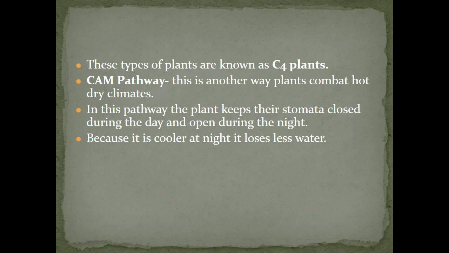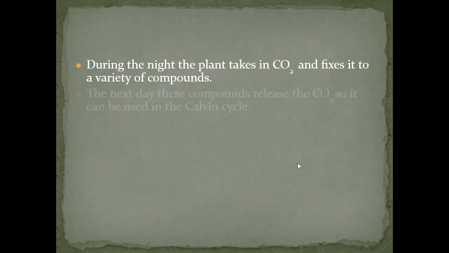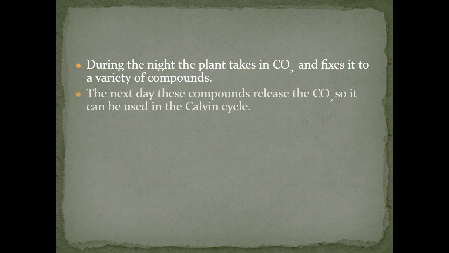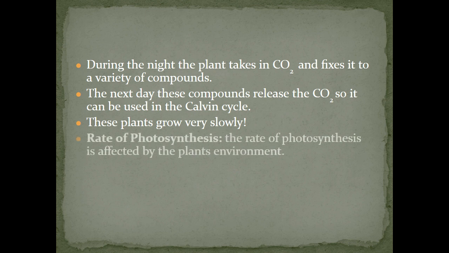So the CAM pathway is another way plants can combat the hot, dry climates. In this pathway, the plant keeps its stomata closed during the day and open during the night because when it's cooler, it loses less water. So these are what you see more often in desert climates. During the night, plants take in CO2 and fix it into a variety of compounds. The next day, it releases the CO2 so the Calvin cycle can work. These plants grow very slowly. So when you go into the desert, you do not see very tall trees. You see very slow growing cactuses, cacti, sorry.